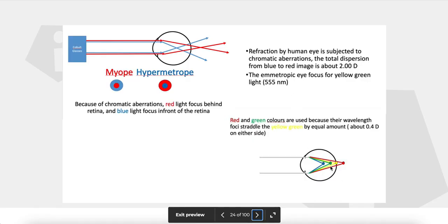You can see this is the emmetropic eye, showing the blue is focused in front of the retina, green in front of the retina, yellow at the retina, while the red is behind the retina. We use in the duochrome test the green and red instead of the red and blue because both of them straddle the yellow light by an equal amount, about 0.4 diopters.